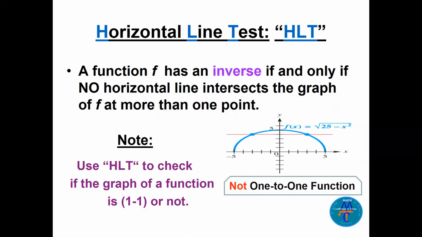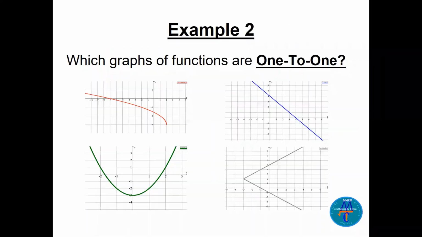So this one here, this is the graph of f of x is equal to square root of 25 minus x squared, which is half a circle. So it is not one-to-one. Now, if we look at example 2, which graphs of functions are one-to-one?